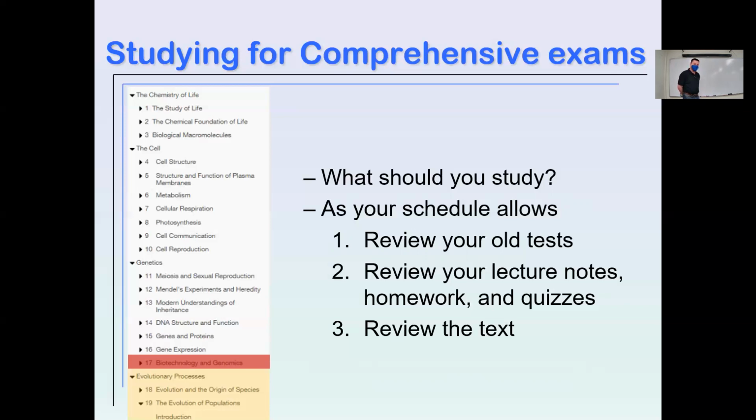Start with your old tests, your homeworks, your notes, your quizzes, and then as you have time, go back and reconsult the text. That's assuming you've had the opportunity to go through and read the majority of the text as you've gone through.